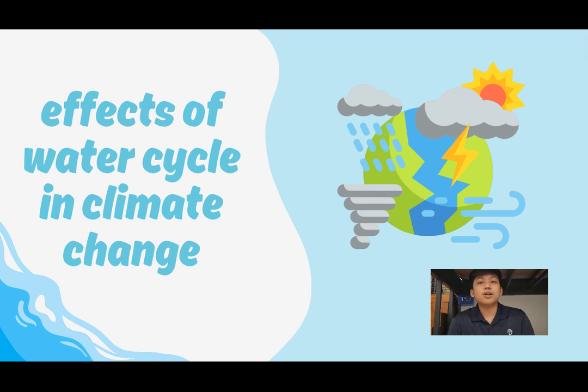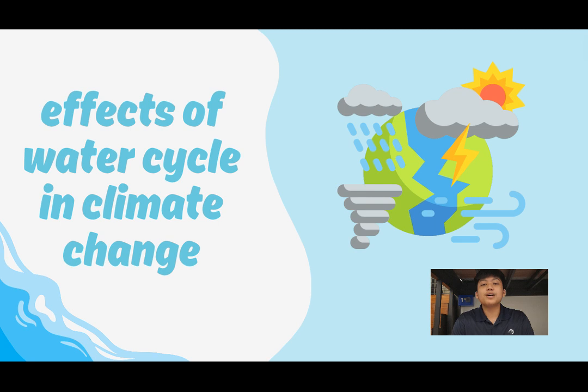On second thought, what does water cycle mean? The water cycle, or hydrological cycle, is best defined as the continuous movement of water on, above, and below the surface of the earth. Now let's explore how this cycle interacts with climate change.